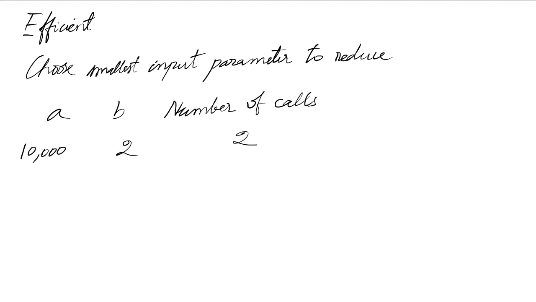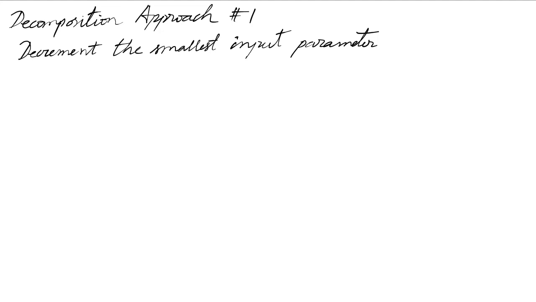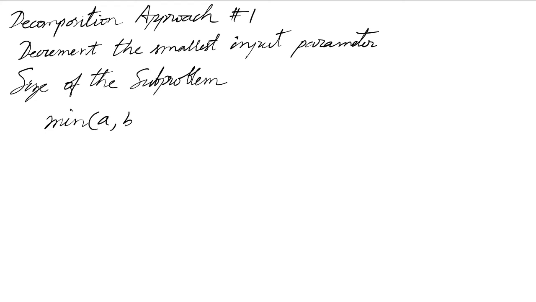If a is 10,000 and b is 2, the number of calls required to reach the base case is 2. If we choose b, when it is large, it will take 10,000 calls to reach the base case. Let's take a look at the decomposition approach number 1. We decrement the smallest input parameter. So the size of the subproblem is a minimum of a, b minus 1.